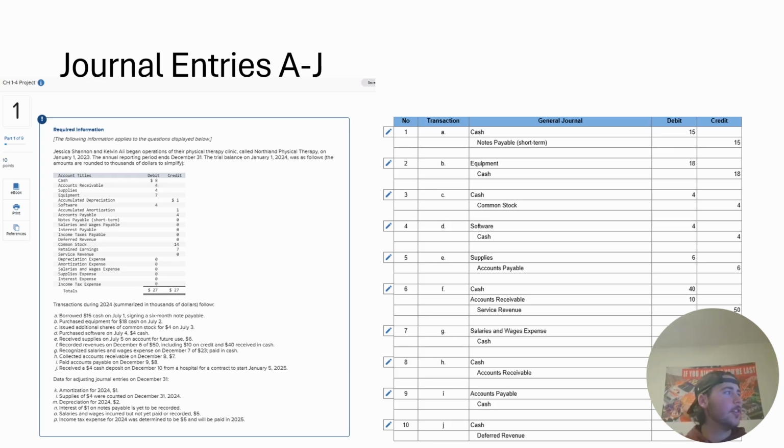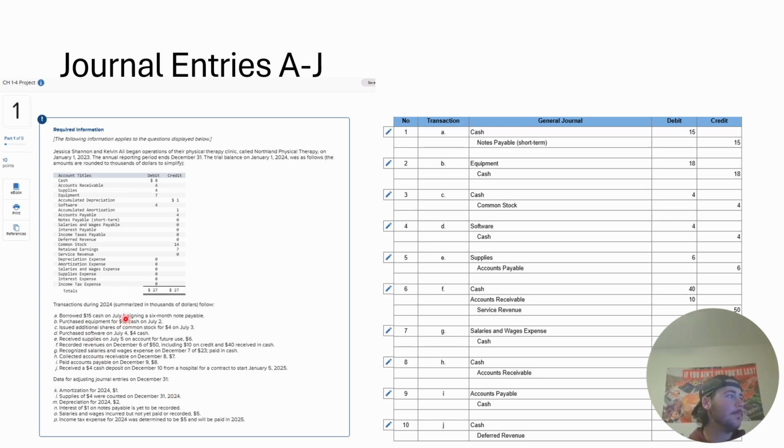So all of these transactions, let me get my laser pointer. Right here, during 2024, need journal entry. So to start it off, we'll go with A. Borrowed $15 cash on July 1st, signing a 6-month note payable. That's a short term. So go over here, we'll debit 15 to cash and credit 15 to notes payable. So the debit there to cash is acting as receiving cash in hand, and the credit to notes payable is acknowledging that that note payable has to be paid off in the short term specifically.